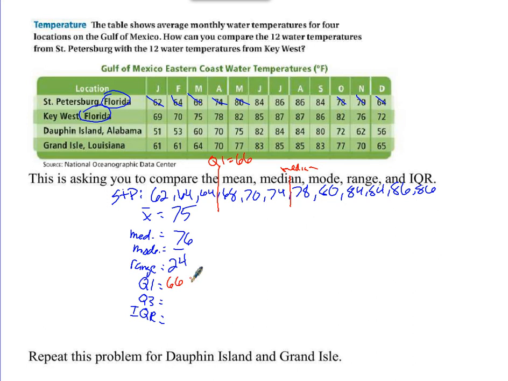Now I got to do the same thing on the other half to get quartile 3. So I chop off the 80 and the 86, and then I have 84 and 84. What's the number directly between 84 and 84? 84. So Q3 is 84. So now we can do the IQR, the interquartile range. What is it? 18. It's 18. 84 minus 66. Q3 minus Q1.